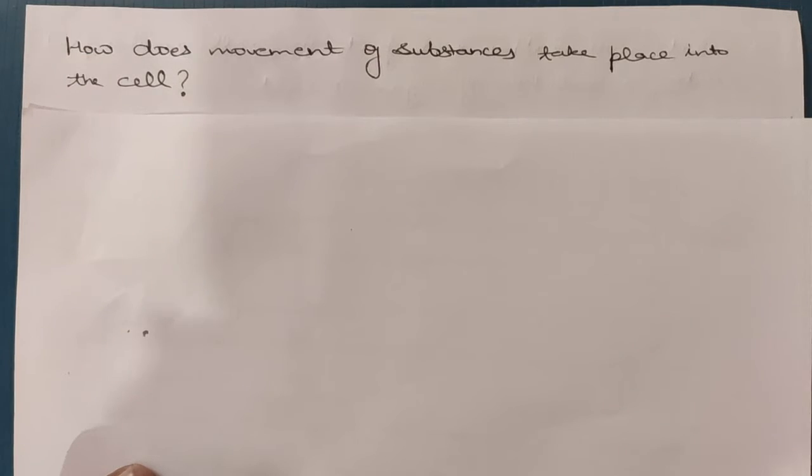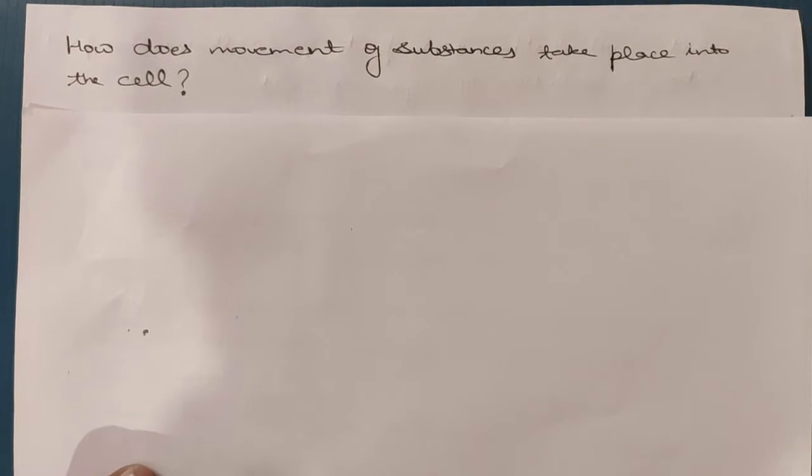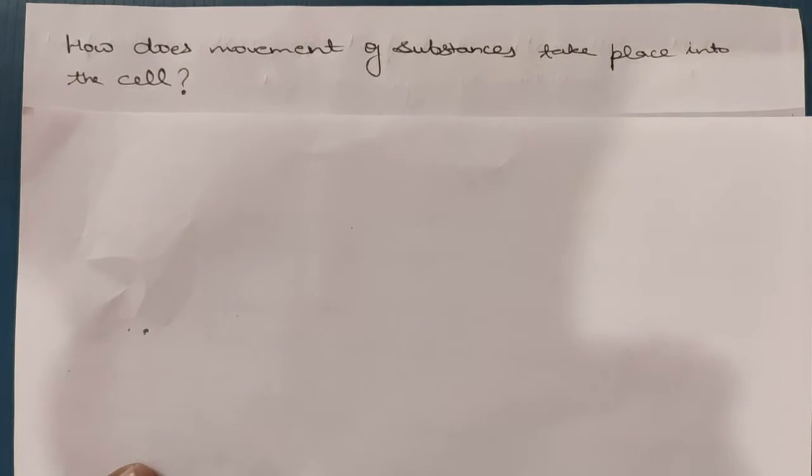So today we will talk about the movement, especially of water, that how does the water move in and out of the cell, and also the gaseous exchange of the cell, because it is very important for the living. The cell also needs oxygen and water to sustain its life. So how does that oxygen, that water get into the cell? How does the movement of substances take place into the cell?